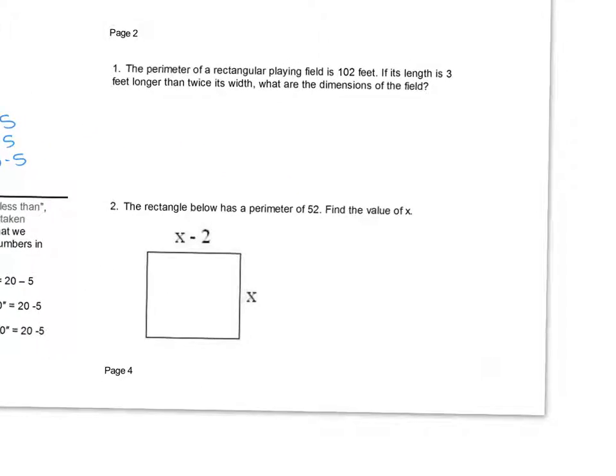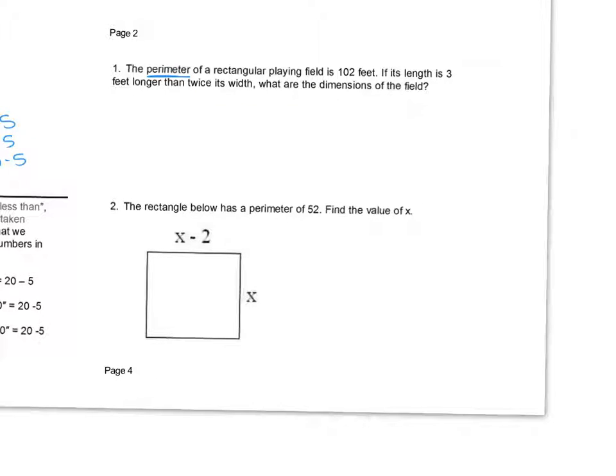So let's get into our first example. The perimeter of a rectangular field is 102 feet. If its length is 3 feet longer than twice its width, what are the dimensions of the field? So first thing you might notice is that we have a perimeter.